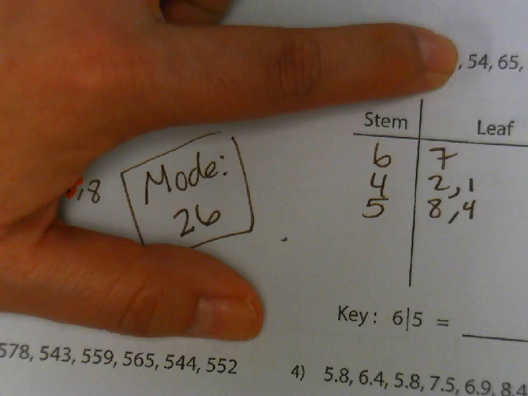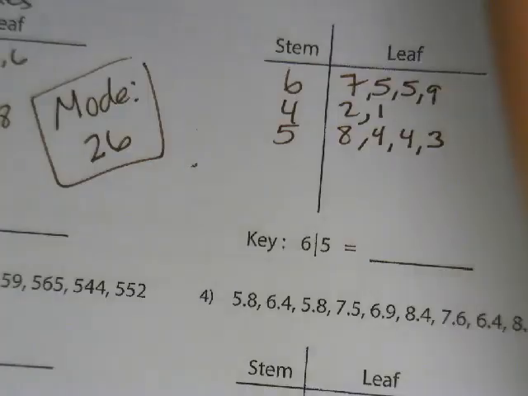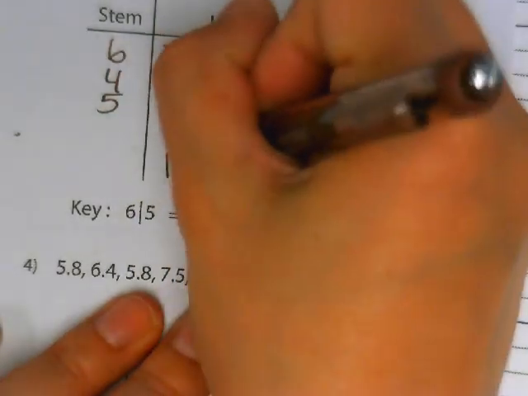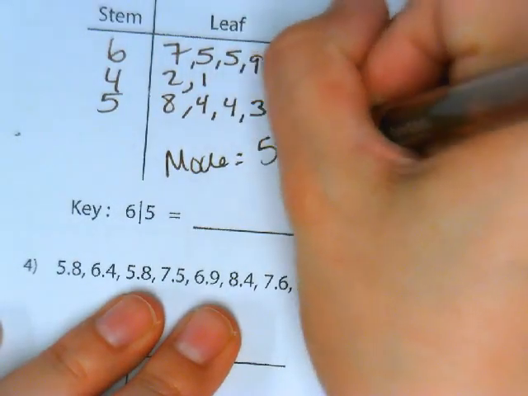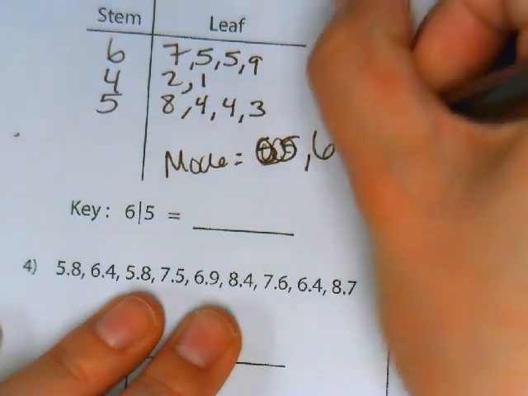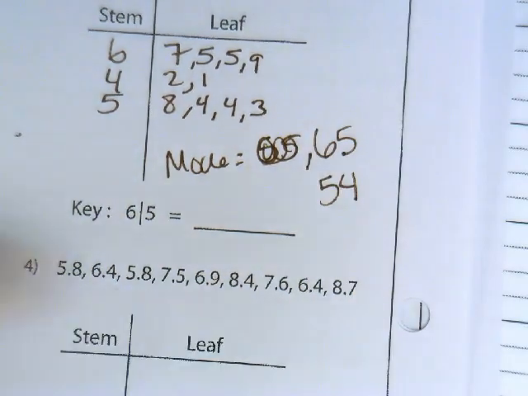Are we done with number 2? Now go back and figure out what is the mode for number 2. What is the mode for number 2? Which numbers repeat the most? And yes, there are 2. Which 2 numbers repeat the most? So the mode is 55 and... No, not 55. Sorry. 65 and 54.